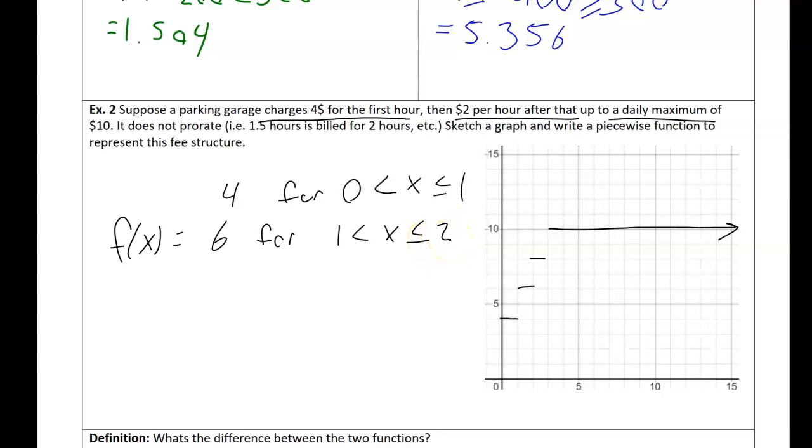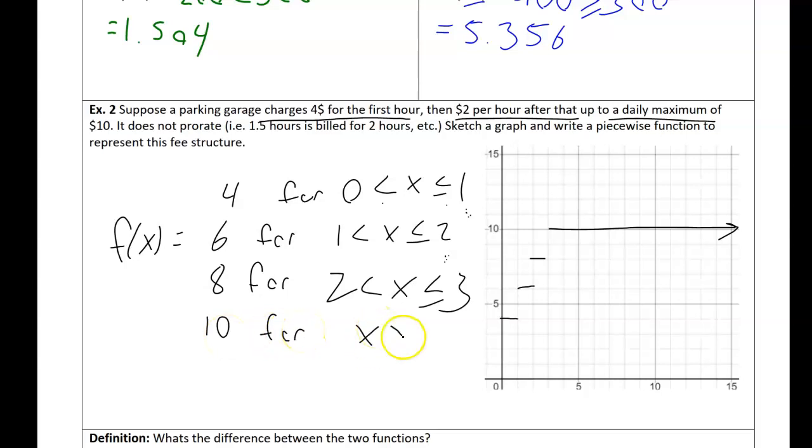And notice I picked these inequalities for a specific reason. So when I've parked exactly 1 hour, I'm paying $4, not $6. And when I've parked just a little bit more than 1 hour, up until exactly 2 hours, I'm paying $6. That's just based on the text. $8 for my next piece, and then $10 for my last piece. And my last piece is whenever x is greater than 3. And here's my nice curly bracket. It's easier to draw that afterwards. So there's a piecewise function to represent our situation.